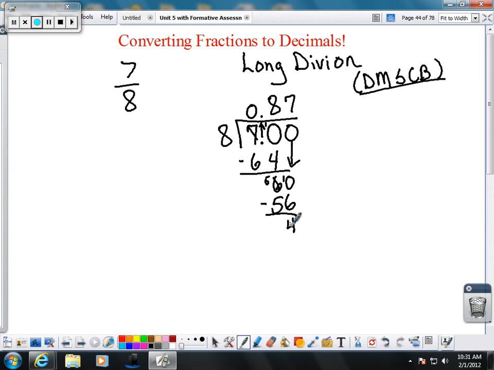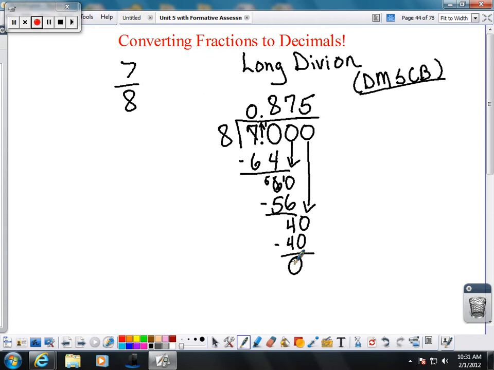Is 4 less than 8? Yes, it is. So far, so good. And now I add another 0. We'll move this over. Bring that bad boy down. And 8 goes into 40 5 times. 5 times 8 is 40. And I subtract. And I have 0 as my remainder, which means I am done.